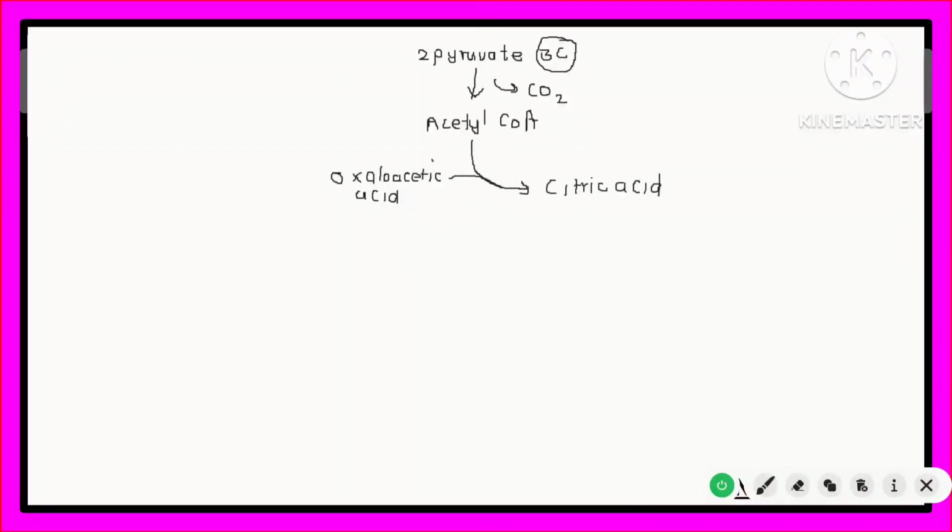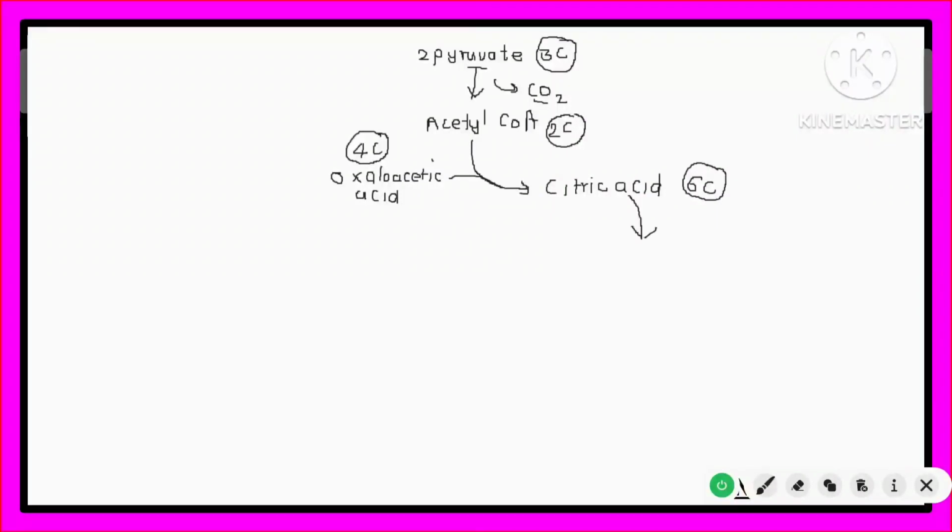Pyruvate is a three carbon compound. Now there is the process of decarboxylation, so acetyl CoA will have only two carbons, as we release one carbon in the form of CO2. Oxaloacetic acid is a four carbon compound. So this four carbon compound along with the two carbon compound forms a six carbon compound. So this is the new six carbon compound, citric acid.